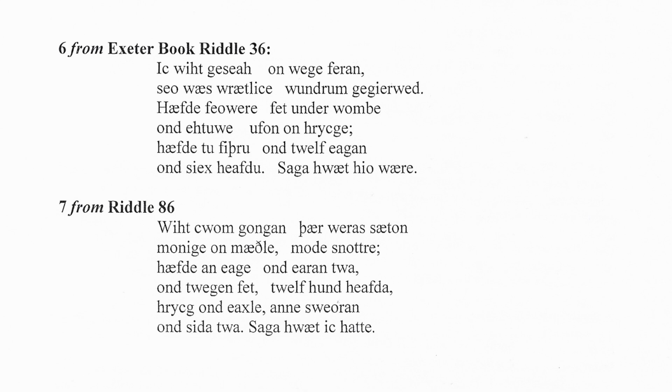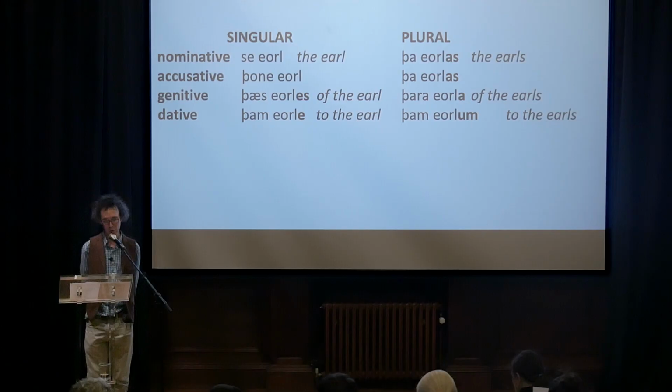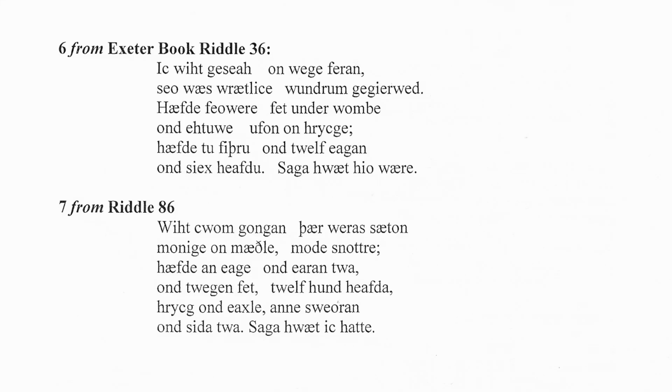And then the riddle finishes. "Saga hwæt hit wære." Say what it might be. Say what it was. So: I saw a creature traveling on the wave. It was marvelously girded with wonders. It had four feet under its stomach. It had eight upon its back. It had two wings, feathers, wings, and twelve eyes, and six heads. Say what it was. It's your task. Well, you were doing well getting the language. Now you've just got to pull the meaning together, and we're there.